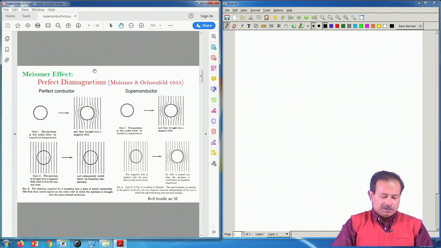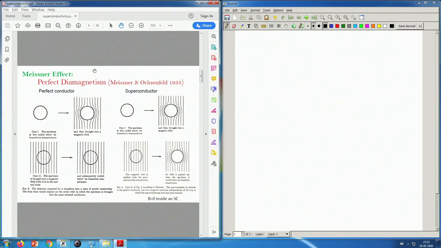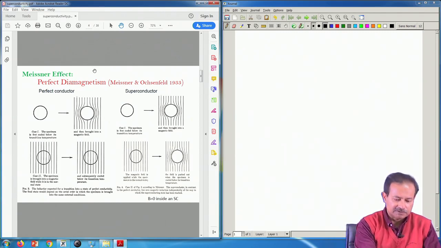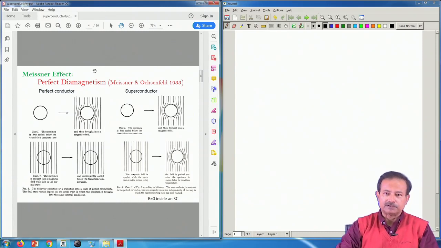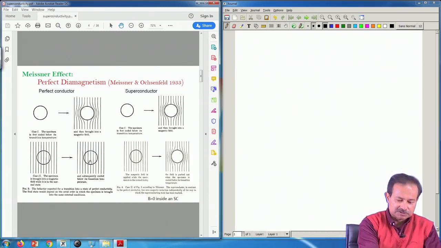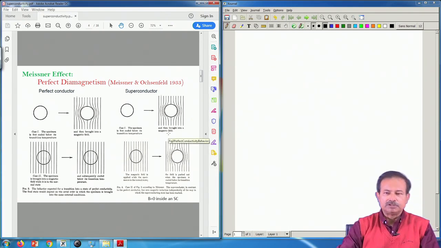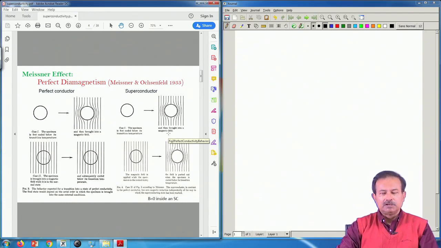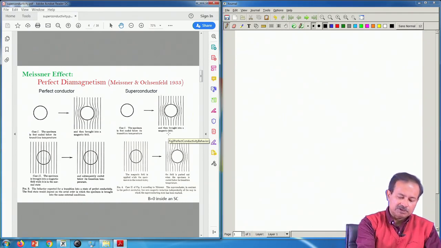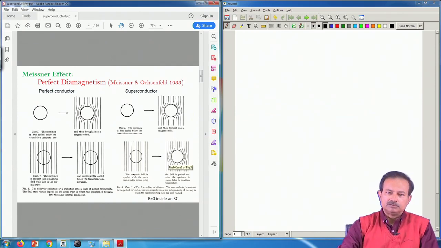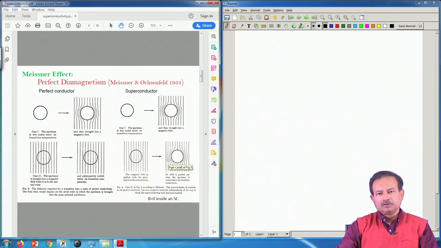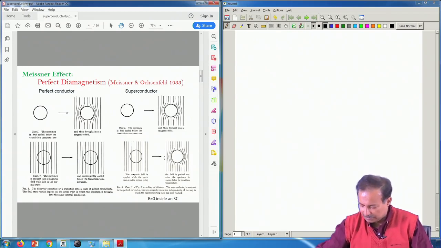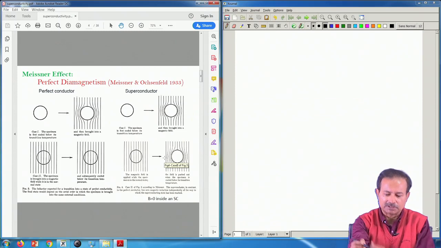Now, I also asked you to check whether the scenario that is depicted on the left, that a perfect conductor and a superconductor are different. As you can see, in a perfect conductor it is history dependent, how you cool, whether you cool with zero field or with field, it will be different. Whereas the outcome in a superconductor, no matter how you do it, whether you field cool or zero field cool, is the same.